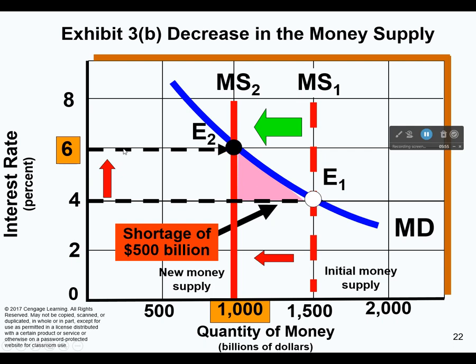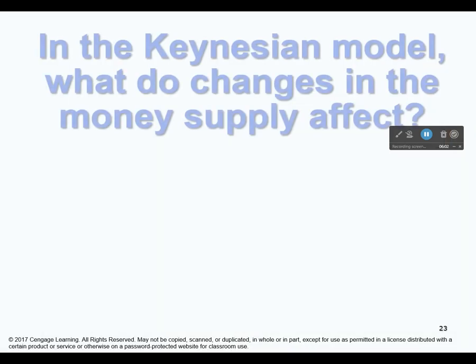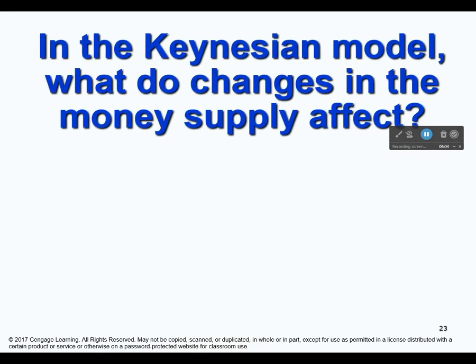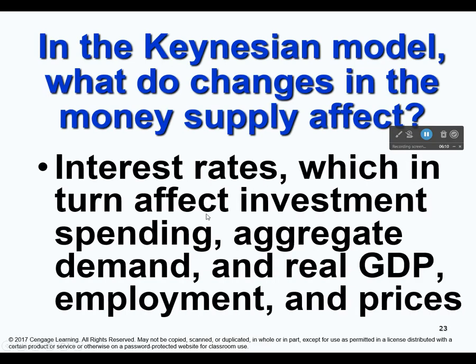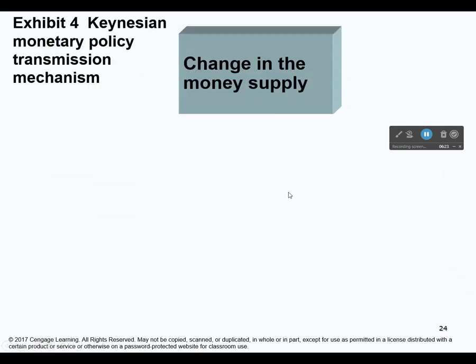And the new equilibrium here occurs at a higher rate of interest at 6%. Now, in the Keynesian model, what do changes in the money supply affect? They affect interest rates, which in turn affect investment spending, aggregate demand, and real GDP, employment, and prices. Here is an example of how this happens.